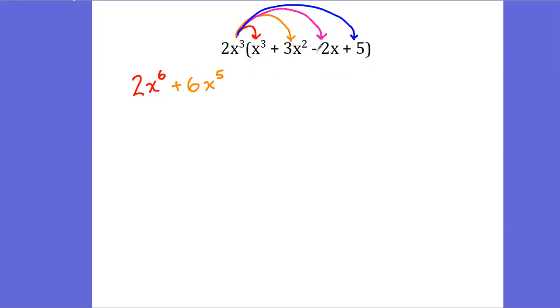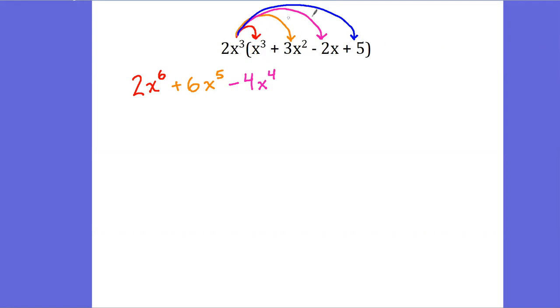2x cubed times negative 2x. So be careful with the signs here. This is a positive times a negative. So this is going to be minus, and the 2 times 2 is 4. Adding the exponents up, x cubed times x, that's going to be a total of 4 x's multiplied together. So that's going to be minus 4x to the 4th.